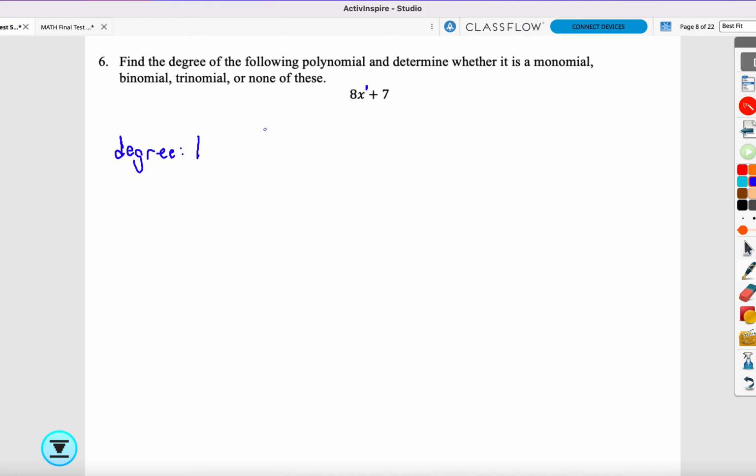When it is degree 1, it's also called linear. So that's degree 1. And then there's two terms, 8x and 7. Monomial is 1, binomial is 2, trinomial is 3, or none of these. There's 2, so it's going to be a binomial. And you're done.